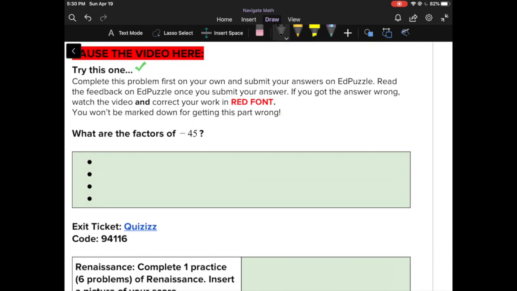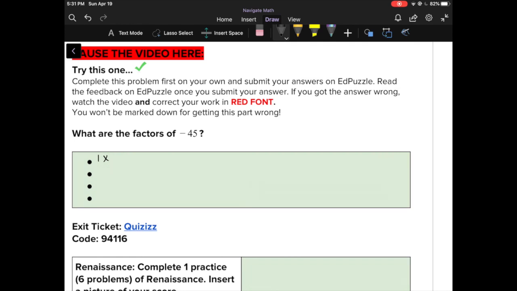Okay, try this one. Complete this problem first on your own and submit your answers on Edpuzzle. Read the feedback on Edpuzzle once you submit your answer. If you got the answer wrong, watch the video and correct the work in red. You won't be marked down for getting this part wrong, but if you do get it wrong and you don't correct it in red, I will mark you down. What are the factors of -45? So, go ahead and submit your answers now.